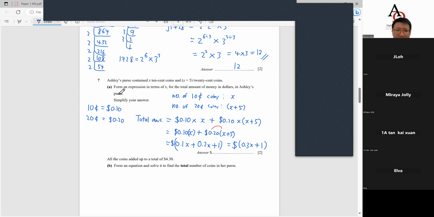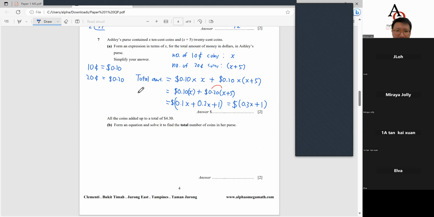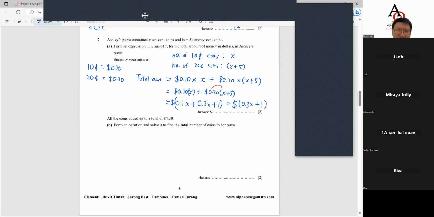All the coins add up to a total of $4.30. Form an equation and solve it to find the total number of coins in her purse. Now, I want to caution you a bit. If they say form an equation, please, you can say goodbye to your model, to your logic method or whatever. It must have equation and algebra inside your answer already the moment they say this. When they say form in terms of x, you cannot use model, you cannot use other methods or units or whatever. You have to use algebra, no choice.